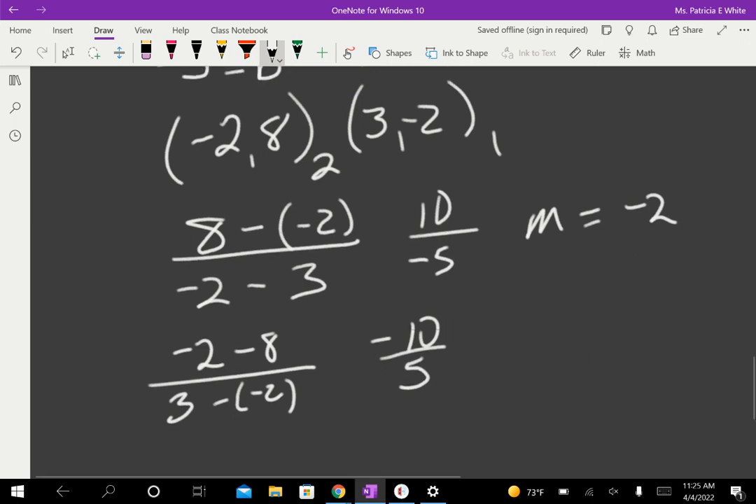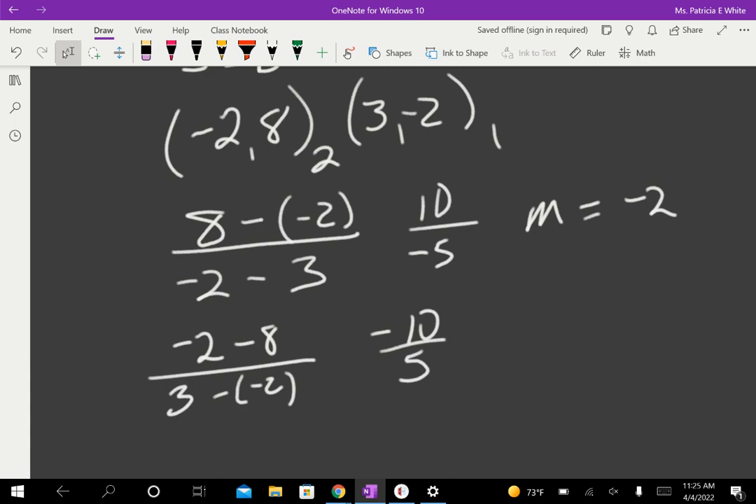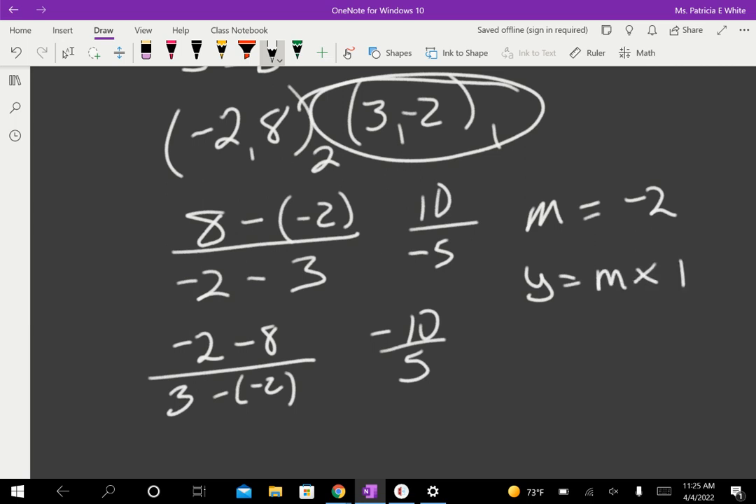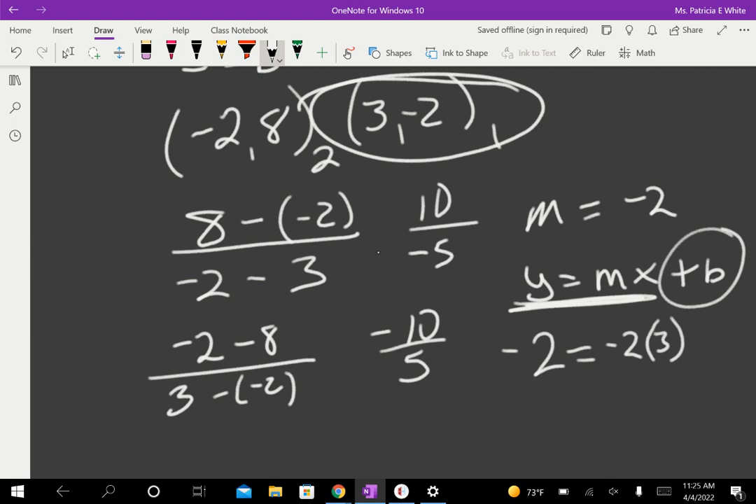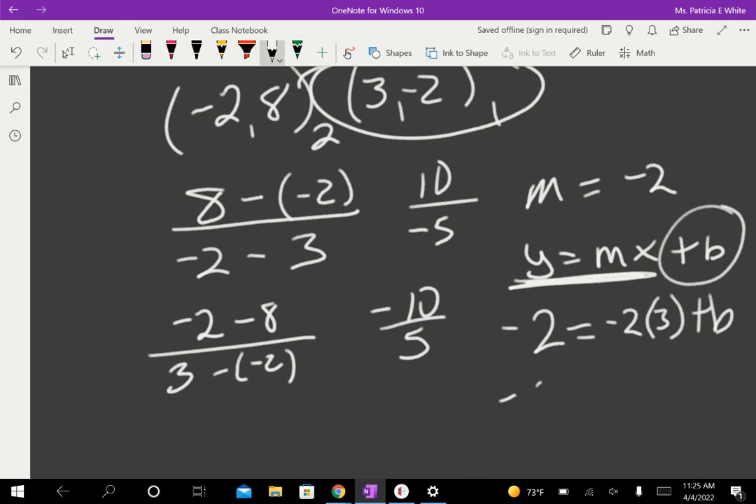All right, so what point do you want to use to get our slope-intercept equation? What point? All right. So y equals mx plus b. We got to put in for these 3 numbers so that we can solve for that b. What is my y? Negative 2. Equals negative 2 times 3 plus b. And then you would just multiply from negative 2.